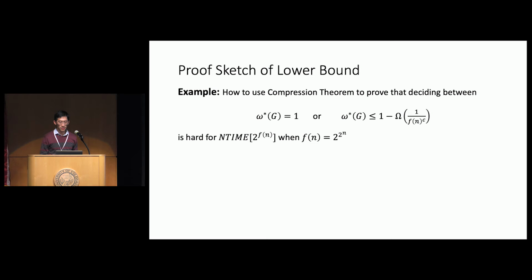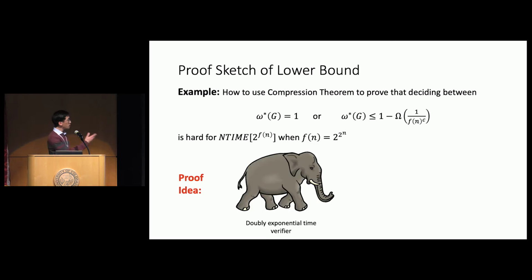So at the highest level, the proof idea is the following. I'm going to use this elephant to represent verifiers of a quantum game. It turns out that for this ridiculously large complexity class, non-deterministic time 2 to the f of n, so this is triply exponential non-deterministic time, there is a non-local game that you can construct that will decide languages in this class. But the issue here is that this game is so large.